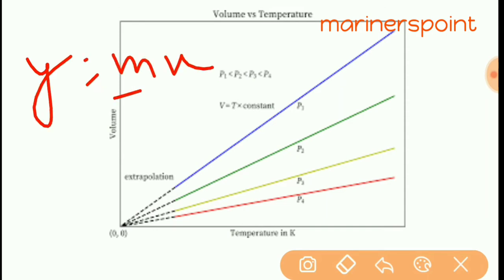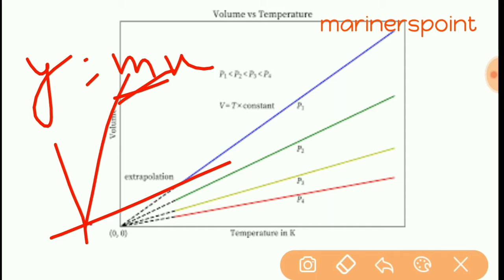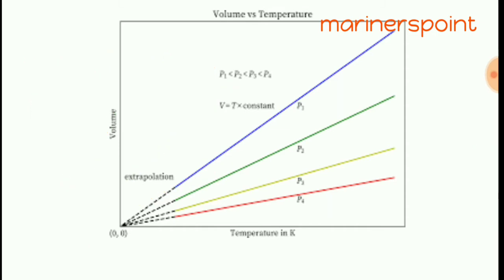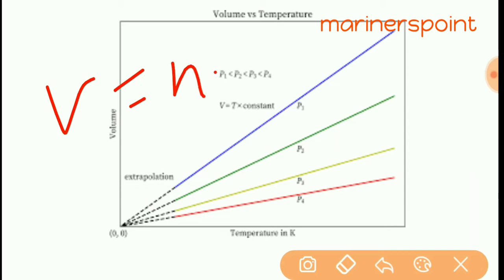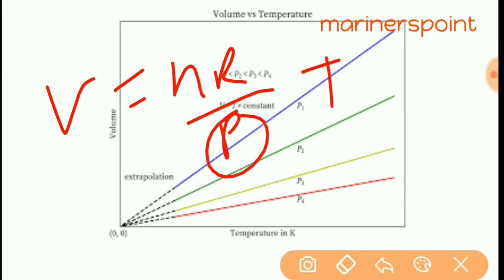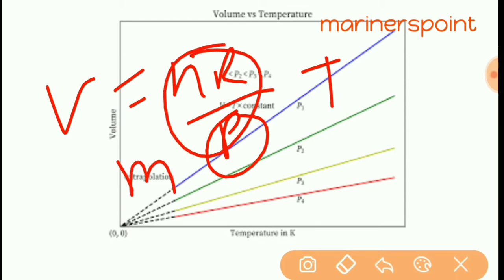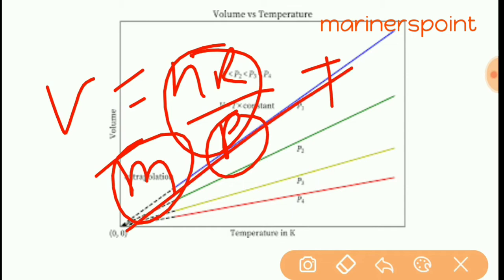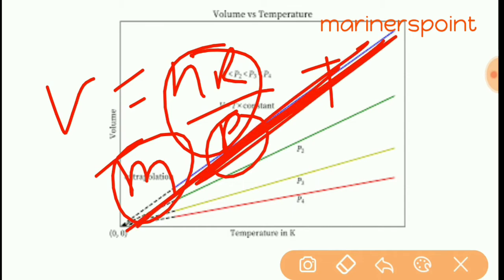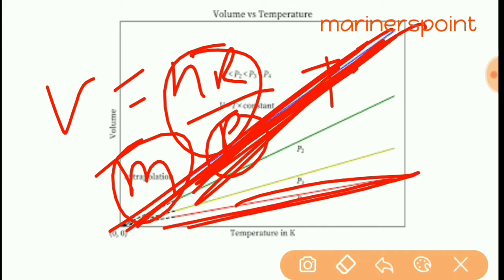y = mx. m is our slope. If m is more, then the graph is like this. If m is less, then the graph is like this. Now come to this, V = nR/P into T. When P is less, then the overall value will be more. Then what does it mean? Our m is more. Then this is our graph. With less P, this is our graph. With more P, pressure, this is our graph. Okay.